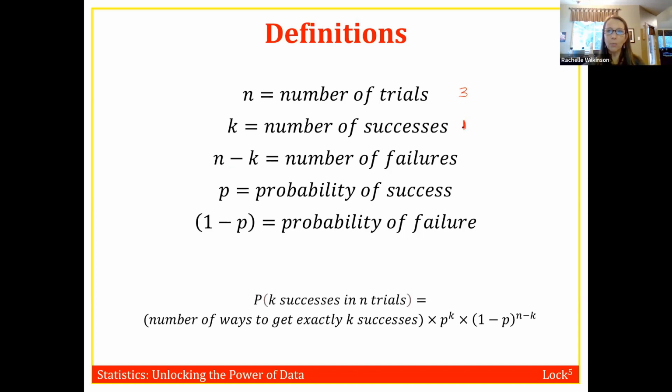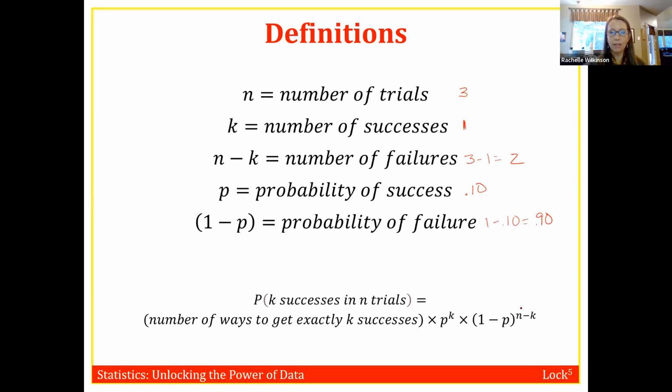So if there's 1 success, then I could just take the number of trials minus the number of successes, and that tells me how many failures there are. In this case, a failure is a righty. So we would have 3 minus 1, which is 2. So there are 2 failures. P is going to be my probability of success. Because my success was a lefty, my probability of success is 0.10. And then if the probability of success is 0.10, then the probability of failure is the complement to that. So it's going to be 1 minus 0.10 for this example, which is 0.90.